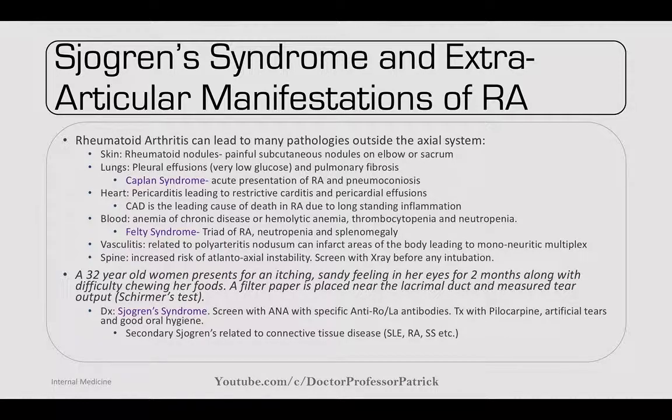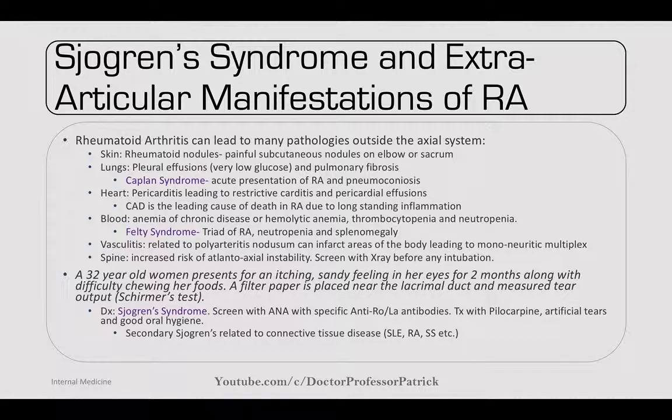Sjogren syndrome and extra-articular manifestations. So RA can lead to pathologies outside the axial system. In the skin, you can see rheumatoid nodules, which are painful subcutaneous nodules on the elbow or sacrum. In the lungs, you can have pleural effusions, very low glucose, and pulmonary fibrosis. Caplan syndrome is an acute presentation of RA and pneumoconiosis. In the heart, pericarditis leading to restrictive carditis and pericardial effusions. CAD is actually the leading cause of death in RA, and it's thought to be due to long-standing inflammation. In the blood, there's anemia of chronic disease or hemolytic anemia, thrombocytopenia, and neutropenia.